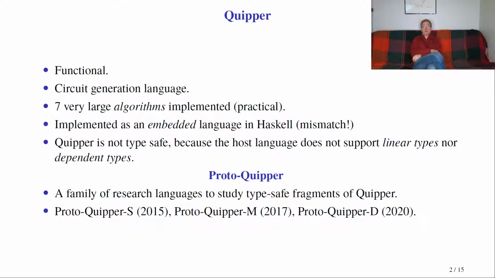And so for the past few years, we've been working on a family of programming languages that we call ProtoClipper. ProtoClipper is basically our attempt to formalize a meaningful fragment of Quipper. It's a family of languages because in the beginning we started with a small core, and we're using this as a platform to experiment with adding different features to the language. And the goal is that ProtoClipper will eventually be as useful as the real Quipper.